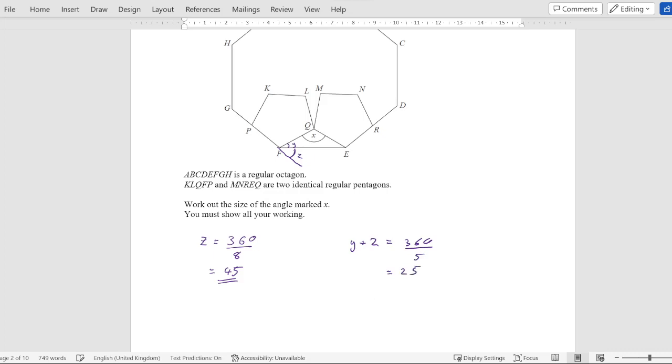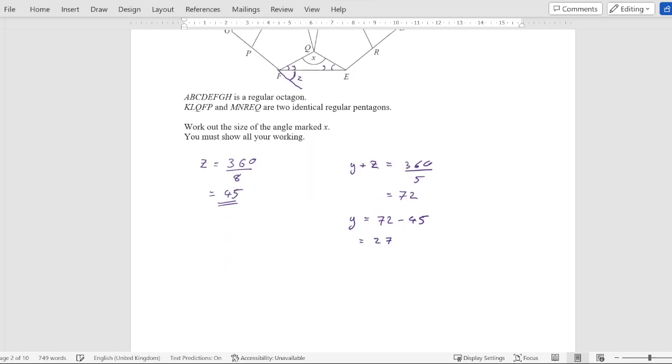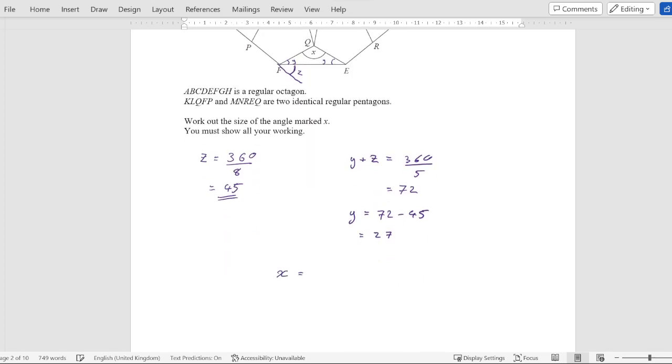So the actual angle y is going to be equal to, I said 72, but for some reason wrote 25, 72. So the actual size of angle y is going to be 72 minus 45, which is just 27. So if that's 27, that also would be 27. So x is going to be equal to 180 minus 2 lots of 27. So that's 180 minus 54, which would just be 126.